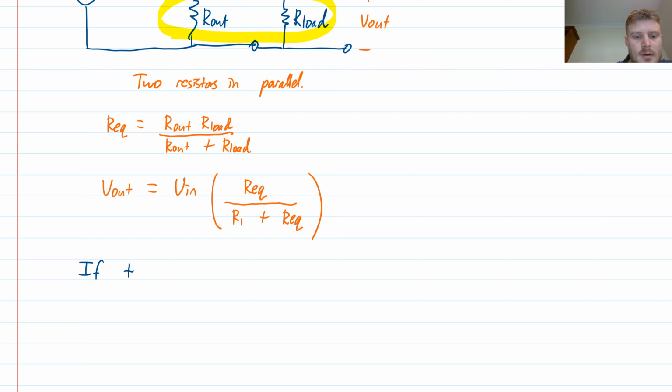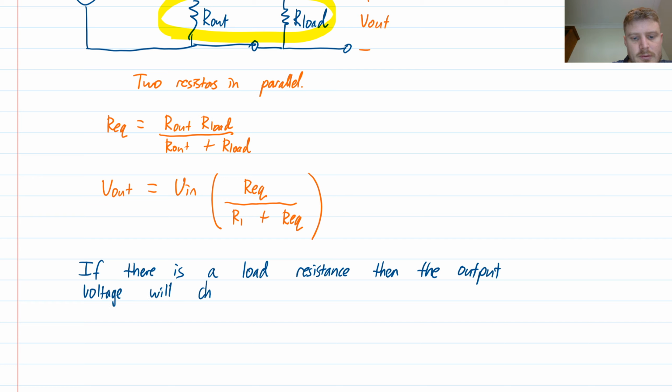If there is a load resistance, then the output voltage will change.